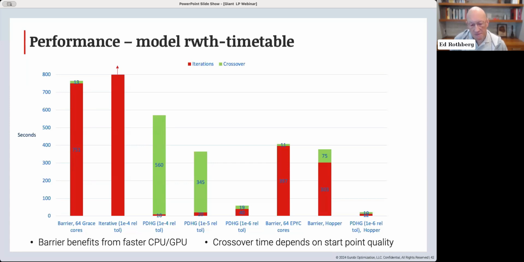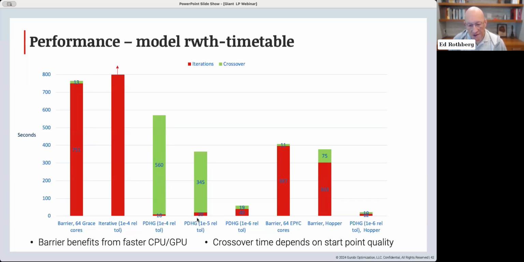So difficult model. So the iterative solver unfortunately failed to solve the model. The barrier didn't converge. PDHG, if you use a 10 to the minus 4 tolerance, the time to actually find a solution that satisfies the tolerance is incredibly quick, 10 seconds. However, the crossover is quite expensive, so 560 seconds from that point. So if you need to do crossover, and it's optional, you don't have to do crossover, but if you need to do crossover, it's going to be expensive from this point.